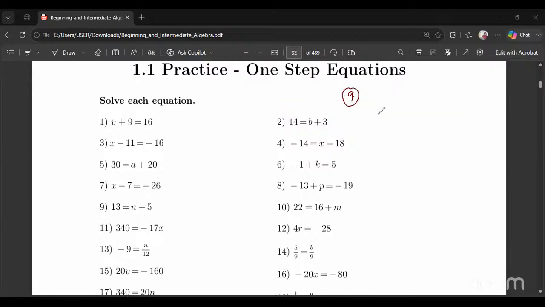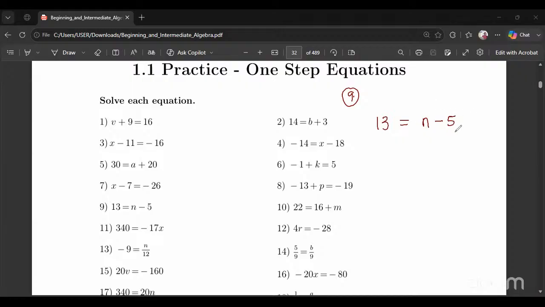So we have question 9, we have 13 is equal to n minus 5. 13 is equal to n minus 5. Now, this is algebra. In today's class we are solving problems on one-step equations, okay? For those of you who are joining the live stream, one-step equations. So how do we find the value of n that will satisfy this given equation? How do we even do that? We have 13 is equal to n minus 5.